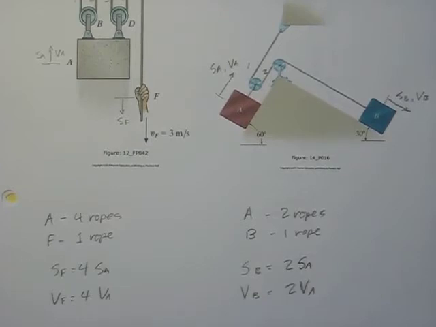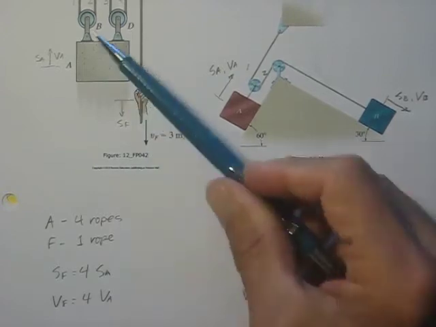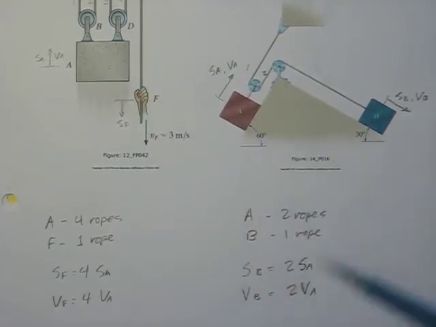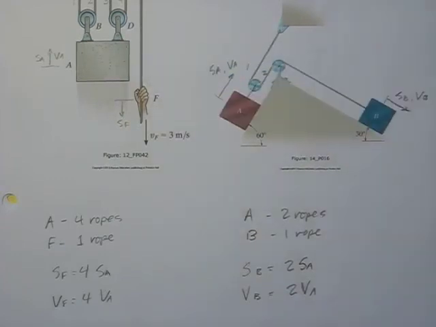And the velocities are going to have the same relationship. If you take the time derivative of this equation, you get the velocity equation. And you say the velocity of F is 4 times the velocity of A. Or, another way of saying it, the velocity of A is 1/4 the velocity of F.